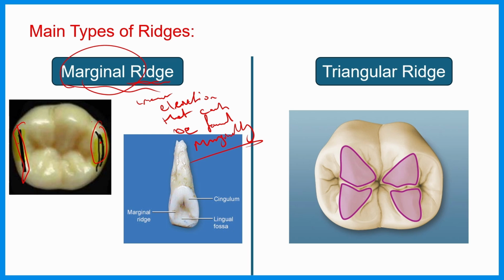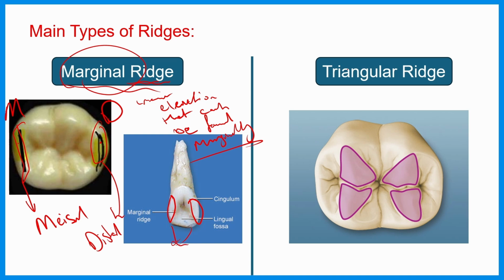It's named according to where it's located on the surface. This is the mesial side and that's the distal side, so this will be called the mesial marginal ridge, and this one over there would be called the distal marginal ridge. This is again an incisor on a lingual surface, so that's the marginal ridge over there. There are always two marginal ridges on each tooth surface.